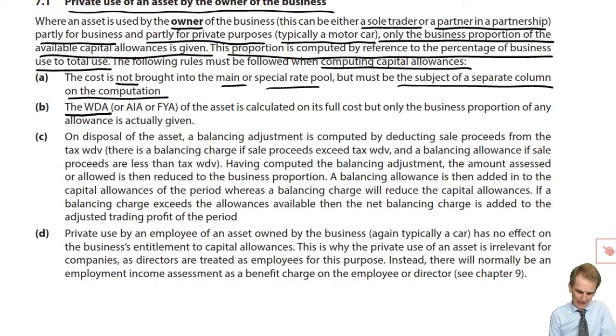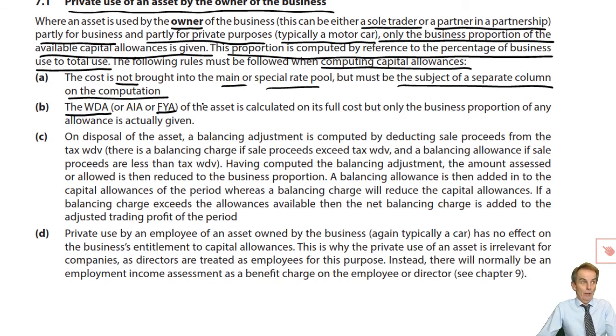The writing down allowance, as it usually is in terms of most cars other than low emission, again, I mention cars because it's the most likely asset for this issue to arise upon, the cars get WDA. The only question is, is it 18% due to the CO2 emissions? Is it 8% due to the higher CO2 emissions? So it's a writing down allowance. If it was a low emission car, it would be FYA.